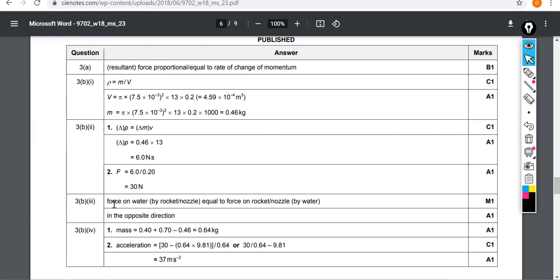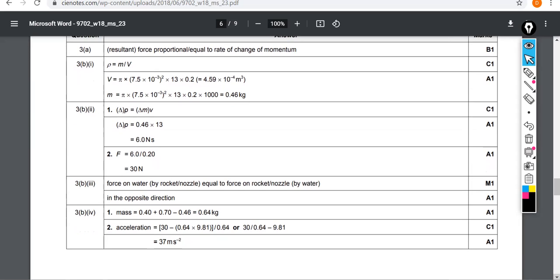So far, so good. The force on the water by the rocket or the nozzle is equal to the force on the rocket or nozzle by the water. So it's always two objects interacting. The forces are equal, but in the opposite direction. So they've got that key idea there. So what are the two objects that are interacting? And make sure that you state that the forces are equal, but in the opposite direction. The mass agrees with our calculation, calculating the total mass minus the mass that you're able to show back here, right? 0.46. So that's all the rest of the mass.